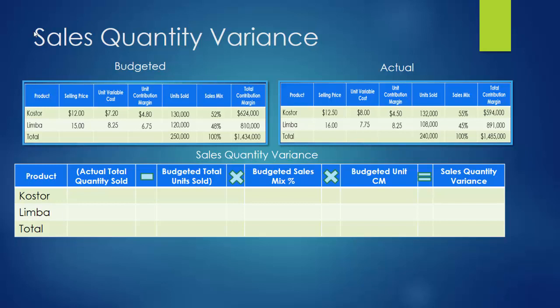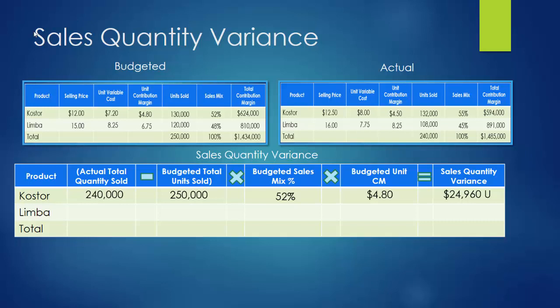So now let's move on to our sales quantity variance. In this, we're going to start with the actual number of units that we sold overall. The actual number of units that we sold was 240,000, but the total sales that we budgeted for was 250,000. Well, if we multiply that by our budgeted sales mix percentage for this particular product, 52% for the CostStore, and we multiply it by our budgeted unit contribution margin, which was $4.80 for the CostStore, we're going to come up with a sales quantity variance of $24,960 unfavorable.